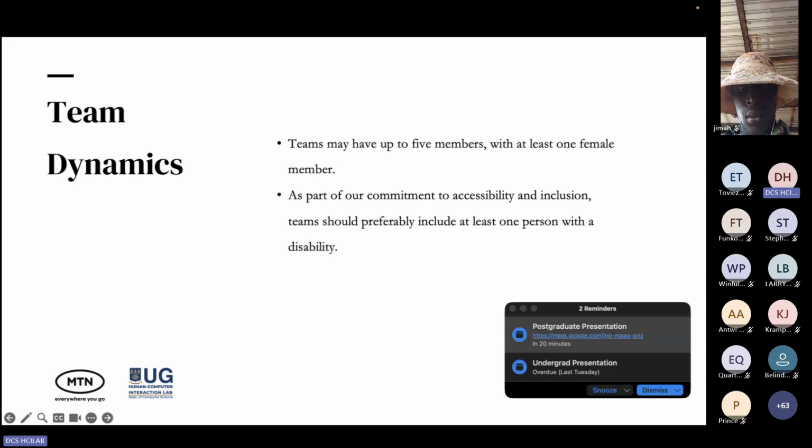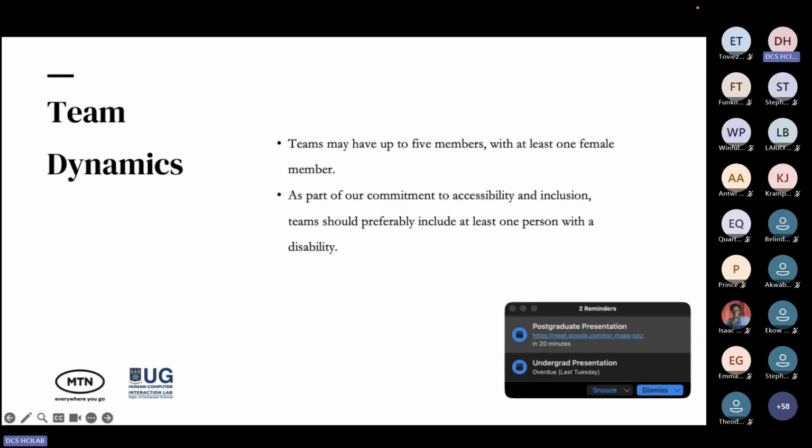So teams are expected to have a minimum of 3 members and a maximum of 5 members. And you're expected to have at least 1 female member in your team. You can have an all-females group, that is fine. You can have majority female and 1 male. You can have majority male and 1 female. The choice is yours, but you should have at least 1 female member in your group.